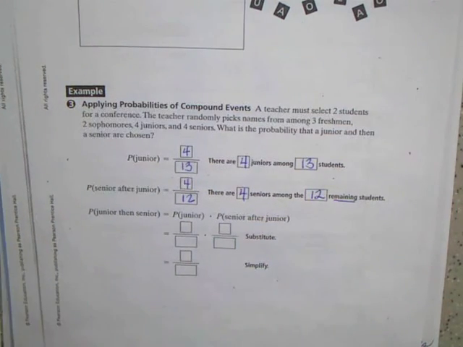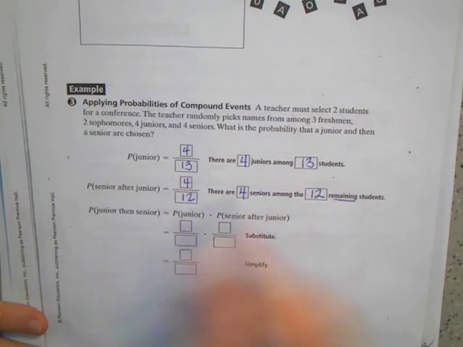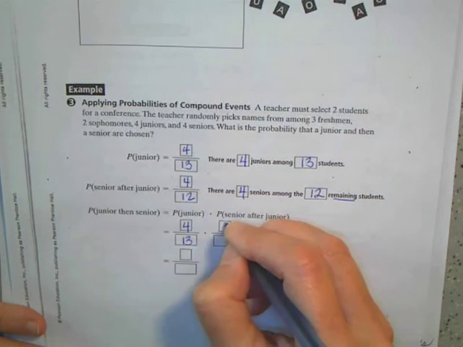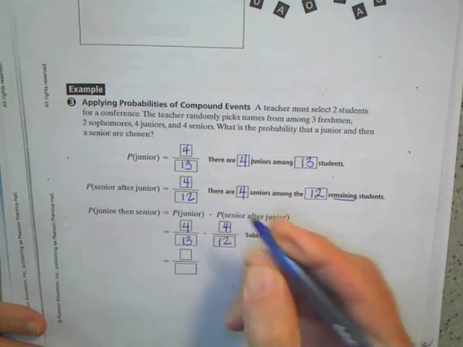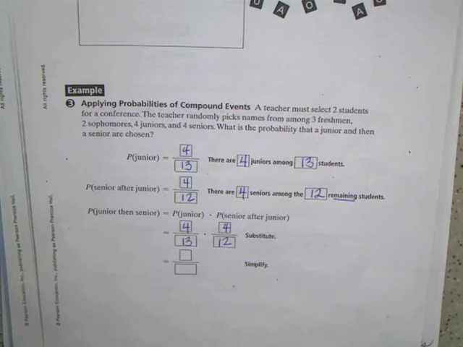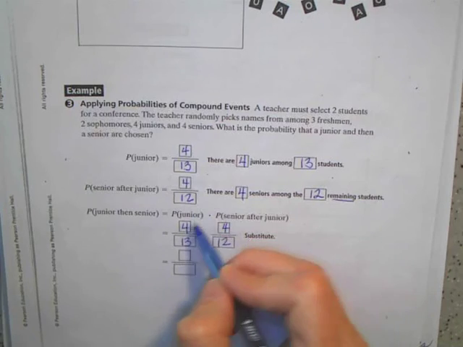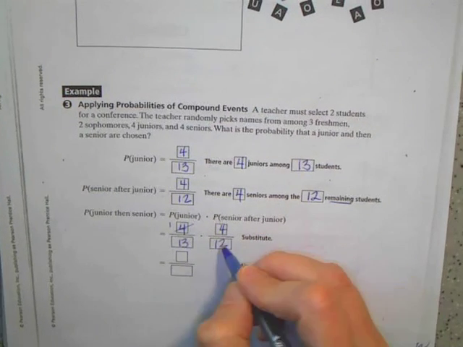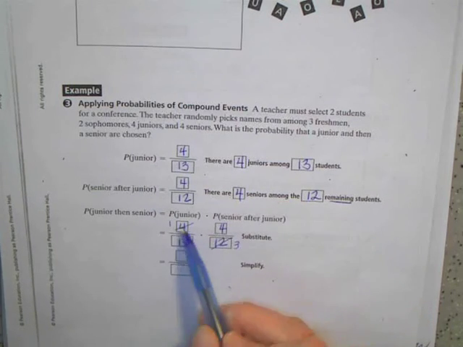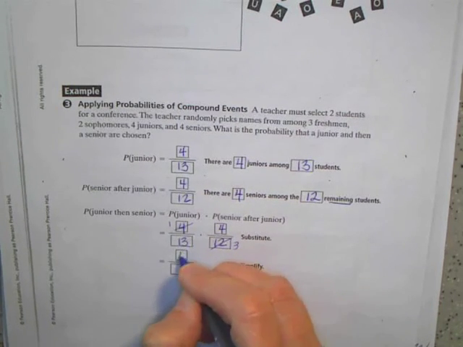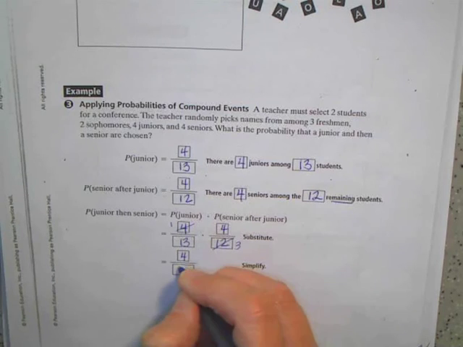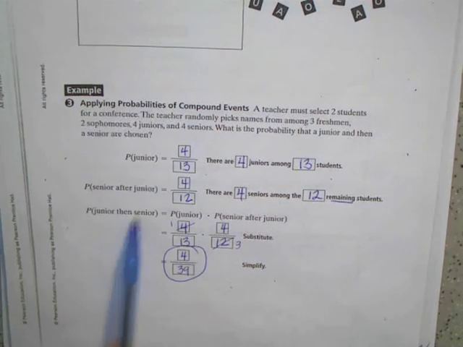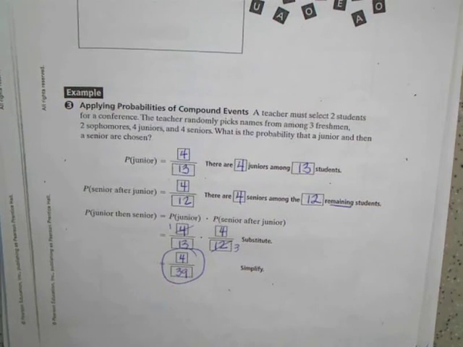So the probability of drawing a junior then a senior is 4 out of 13 times 4 out of 12. Okay, you can cross cancel here. So the 4 goes into itself 1 time, pardon me, and into the 12 3 times. So 1 times 4 is 4. 13 times 3 is 39. So the probability of a junior being drawn and then a senior is 4 out of 39.